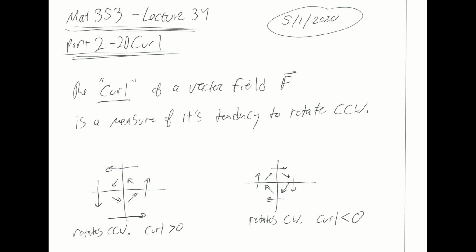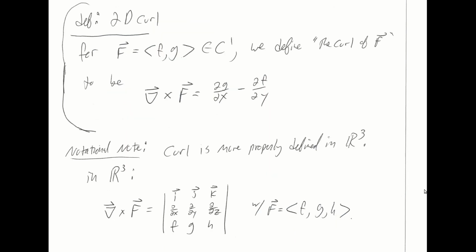So curl of a vector field is a measure of the vector field's tendency to rotate counterclockwise at any given point. So where we see the vector field rotating in a counterclockwise manner, as here on the left, this is where curl is positive, and if it is rotating in a clockwise manner, that is a negative curl at the origin here. And in fact, we'll see that this vector field on the left has positive curl everywhere. So that's the intuition. The curl is a measure of the vector field's tendency to rotate counterclockwise.